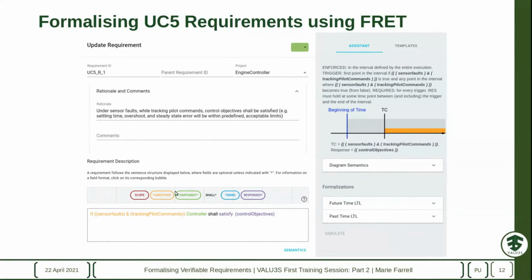So then we formalize this requirement, and it looks a bit like this. If sensor false and tracking pilot commands are true, then the controller shall satisfy control objectives. You can see it's still quite vague, and I'll discuss that again in a second.